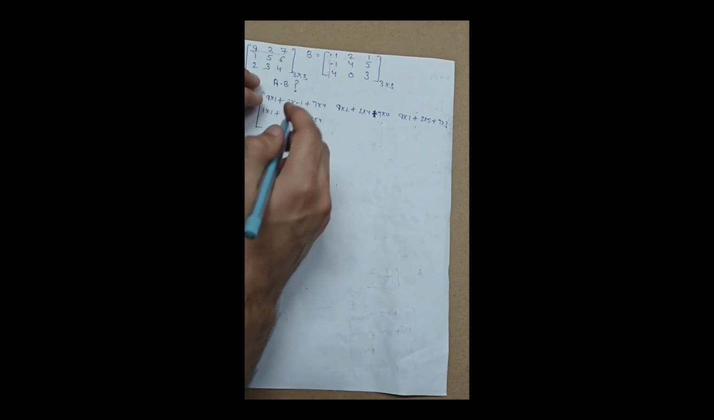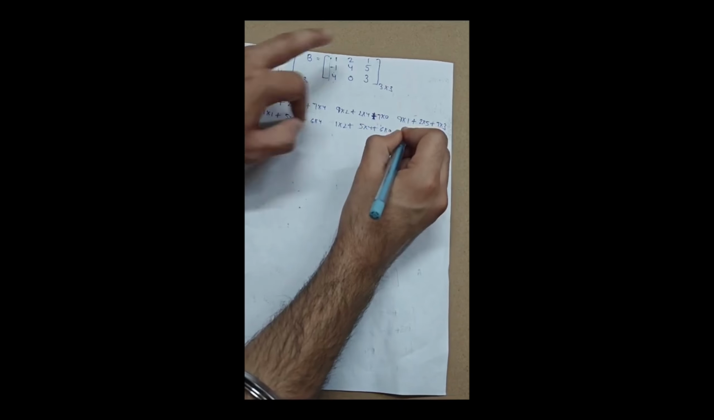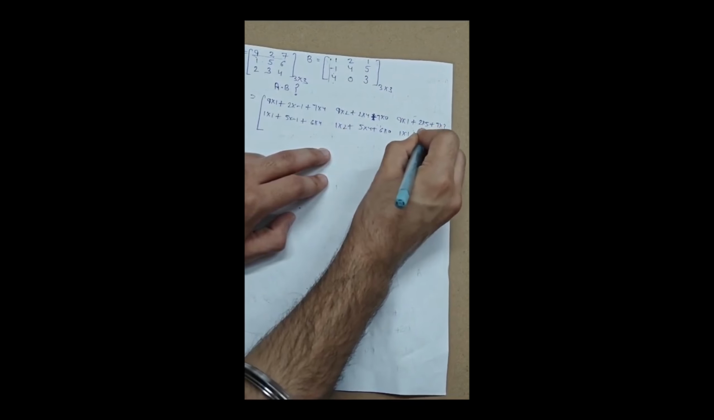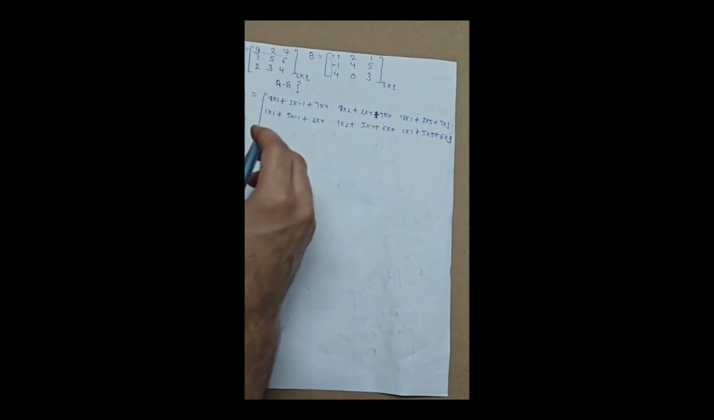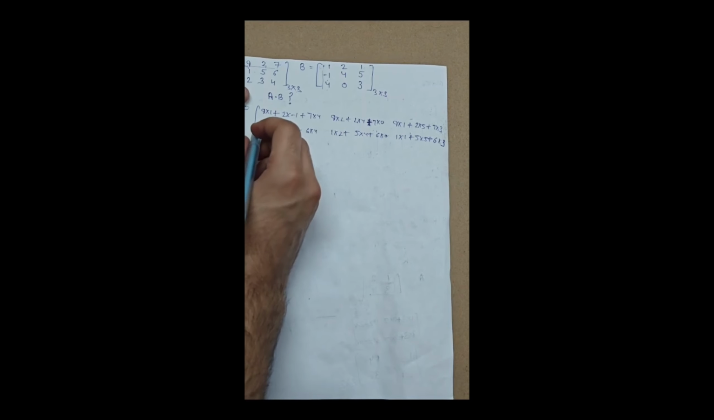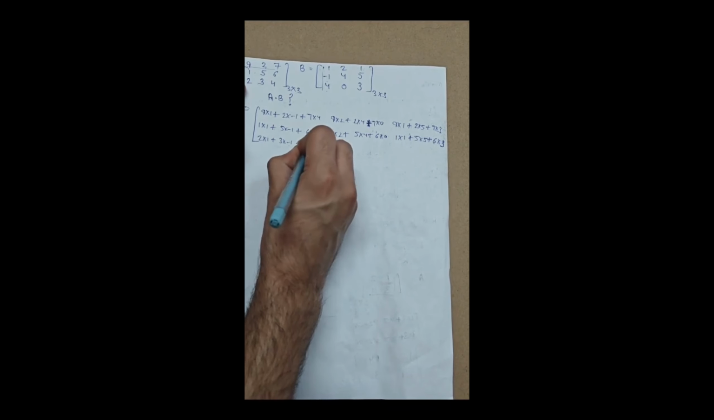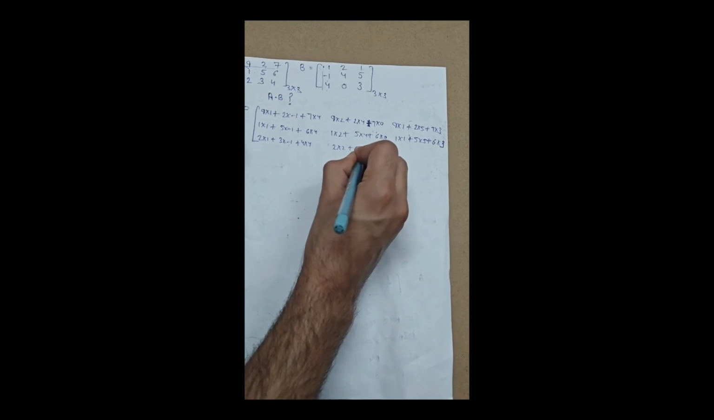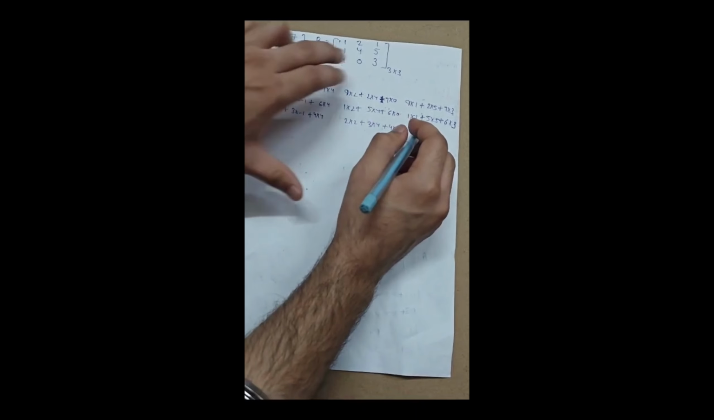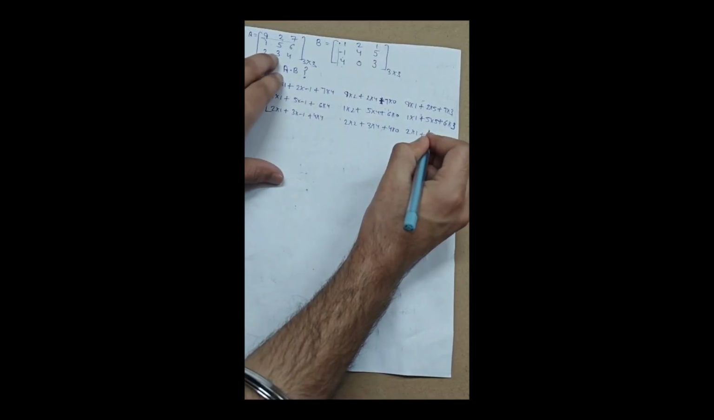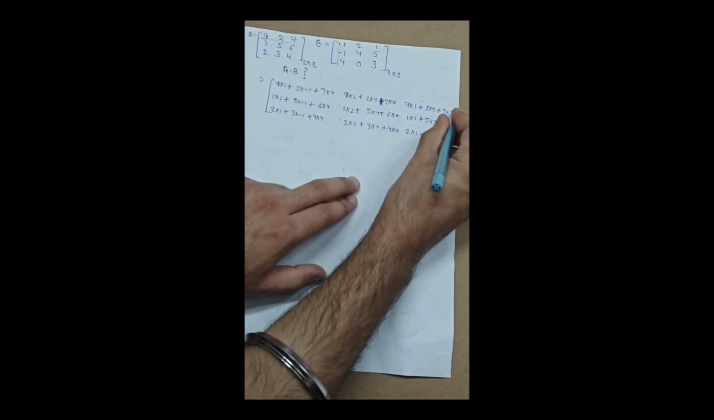Now 1 into 2 plus 5 into 4 plus 6 into 0. Now 1 into 1 plus 5 into 5 plus 6 into 3. Now coming to the third row and the first column: 2 into 1 plus 3 into -1 plus 4 into 4. 2 into 2 plus 3 into 4 plus 4 into 0. Then 2 into 1 plus 3 into 5 plus 4 into 3. So this completes the multiplication.